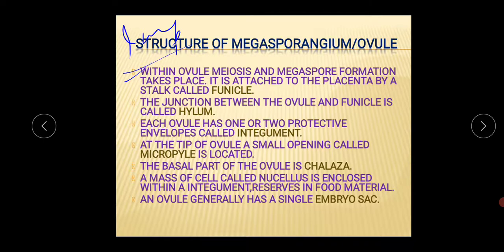Next thing is the junction between the ovule and funicle, which is called the hilum. The junction between the ovule and funicle is called the hilum area.